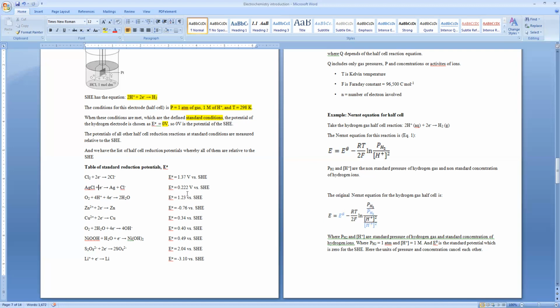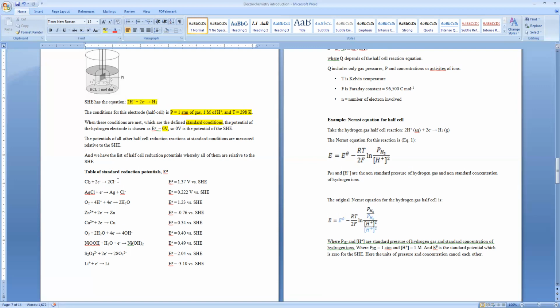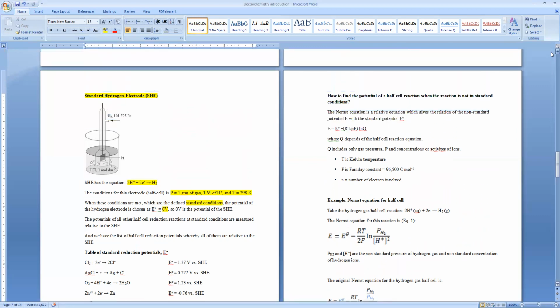Okay, so in this long list, you have very negative potentials, for example, lithium ion to lithium metal, and in the case of zinc, the zinc 2 plus ion, where it receives 2 electrons and becomes zinc metal. But all of these are basically reduction reactions, and all of these must occur at standard condition.